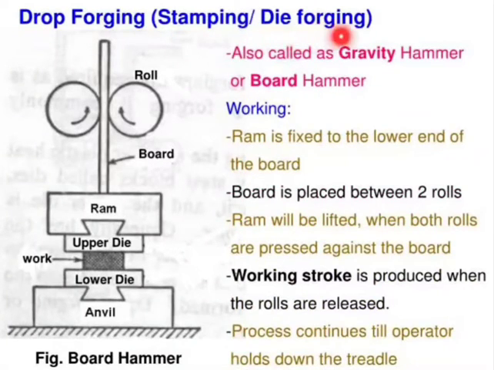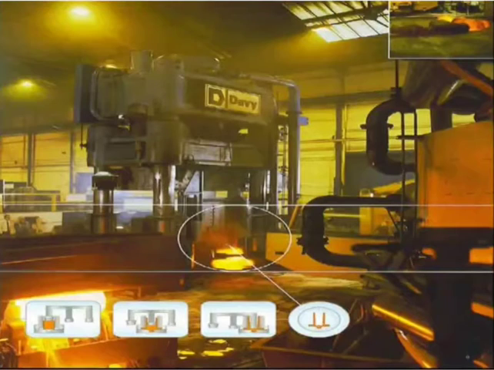Drop forging, or stamping, is called die forging. Here the drop forging is a sudden, instant action, also called gravity hammer action or board hammer. The working ram is fixed to the lower end of the board. Here the ram is fixed. The board is placed between the two rollers. The ram is lifted when both rollers are pressed against the board. The working stroke is produced when the rolls are released. The process continues till the operator holds down the treadle and obtains the shape of the workpiece according to the requirement.